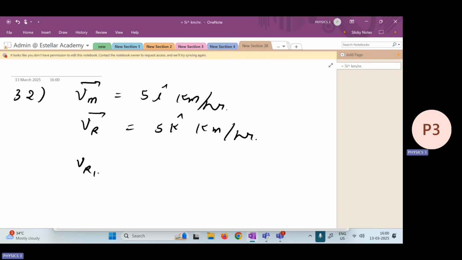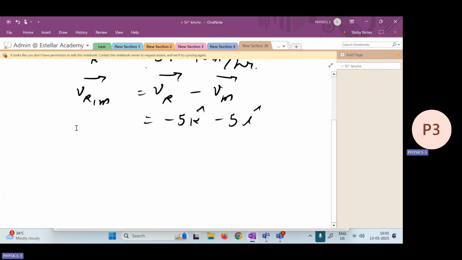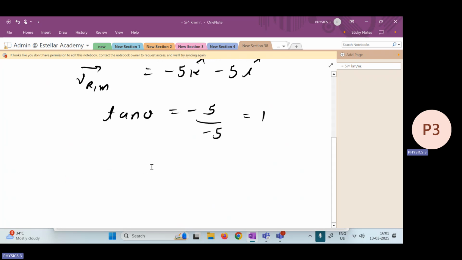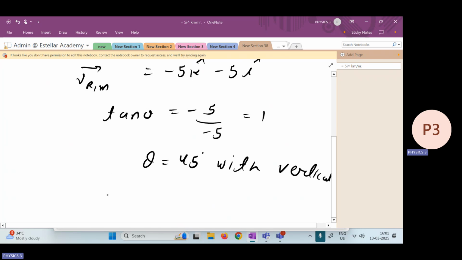So the velocity of rain with respect to man would be VR minus VM. Sorry, VR would be minus 5 k cap because it is falling vertically downwards, so VRM would be minus 5 k cap minus 5 i cap. So if we find the angle, then tan theta would be minus 5 divided by minus 5. So it would be 1. So theta would be 45 degree with vertical. 45 degree with vertical. So C option would be correct in this case, right?